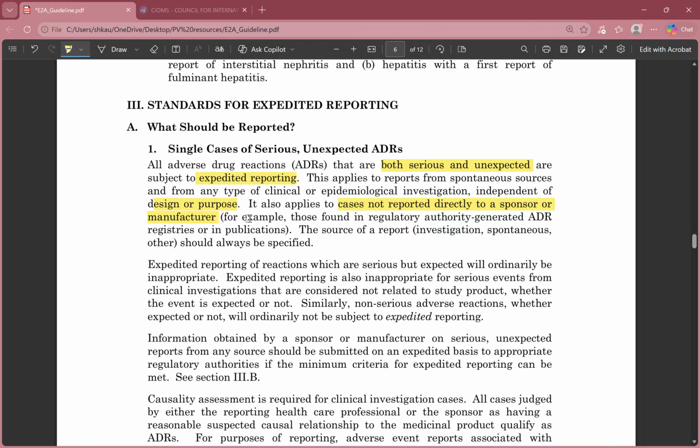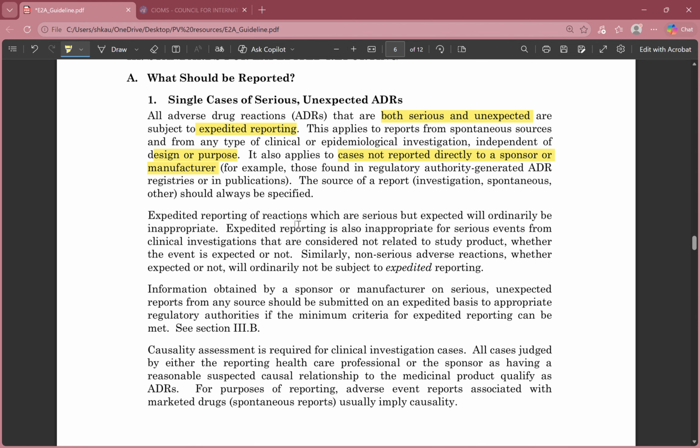So up till now we have three major points here. Both serious and unexpected cases are subject to expedited reporting; any reports from any kind of spontaneous, clinical and epidemiological investigation, independent of the design and the purpose; and third, the cases that are not directly reported to the sponsor or the manufacturer. So these are the cases that are subject to the expedited reporting.